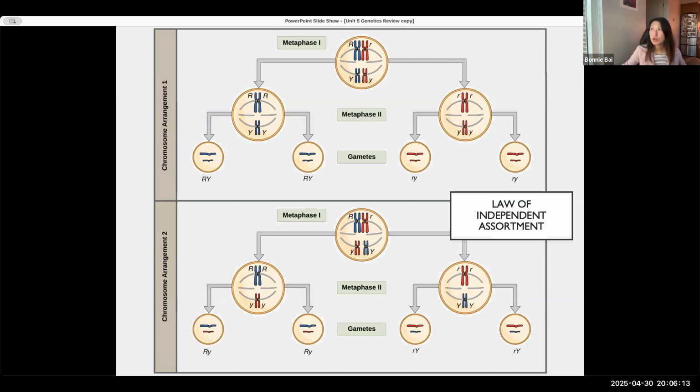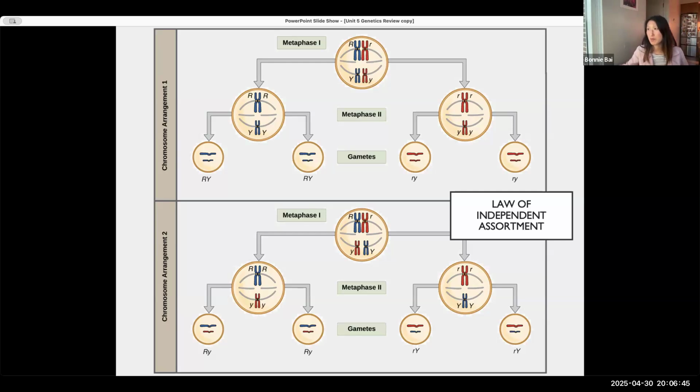Anyway, for independent assortment, this only works if you're looking at two genes, two traits on two different pairs of homologous chromosomes. It also doesn't work if the two genes are linked on the same chromosome. In that case, if big R and big Y are on the same exact chromosome, they're going to go together. And there's crossing over, but whatever is on the same chromosome is going to go together.